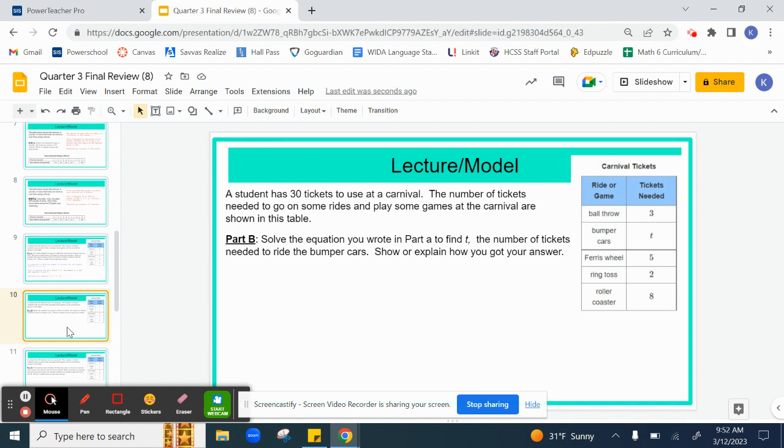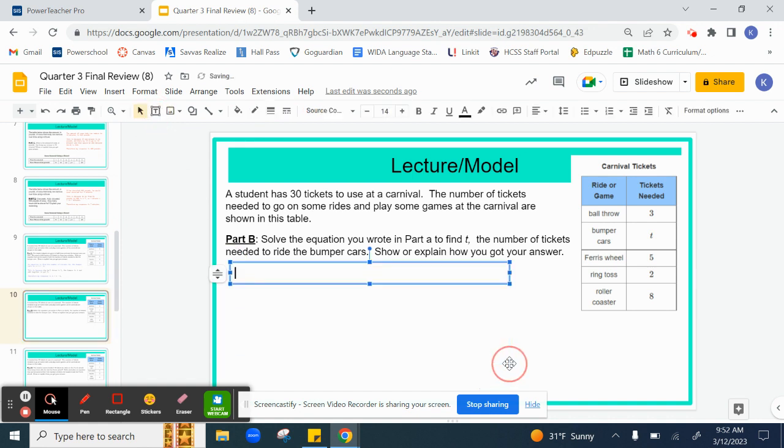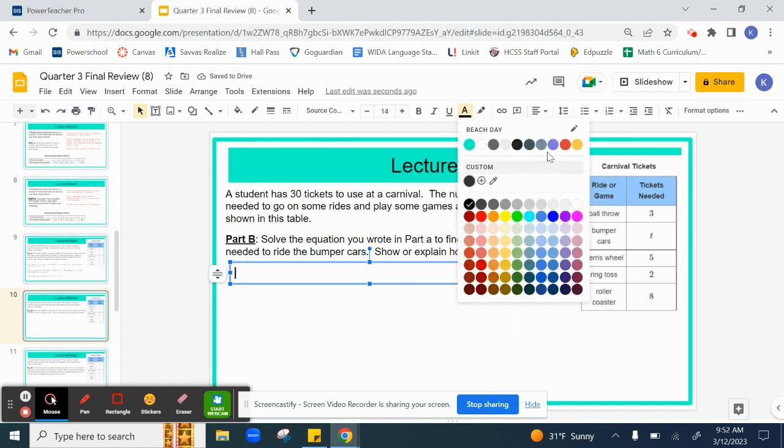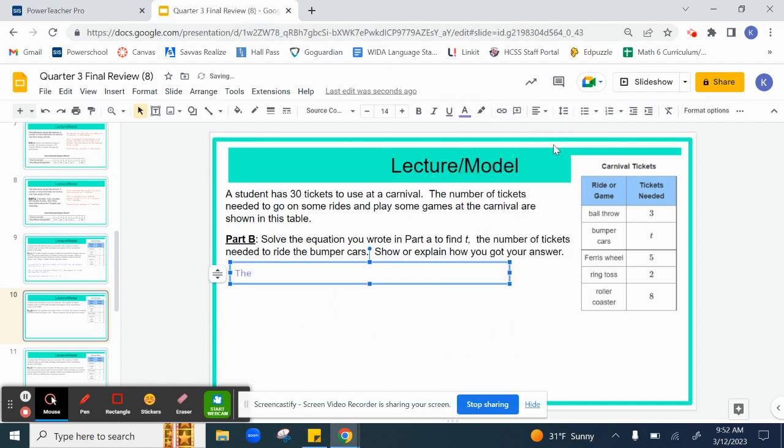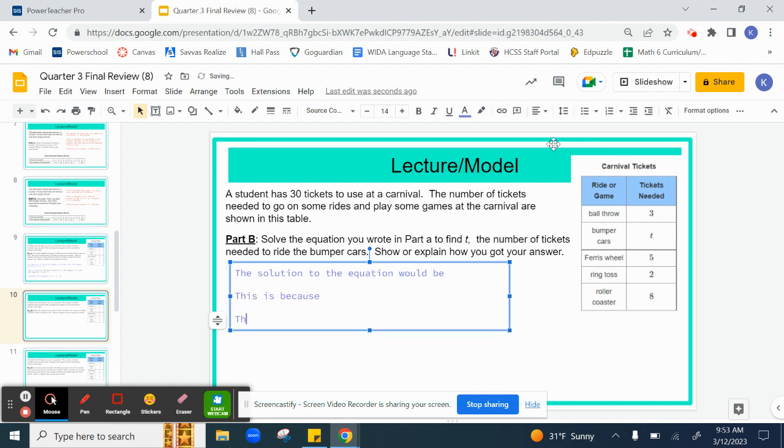A student has 30 tickets. We still know this. Solve the equation you wrote in part A to find T, the number of tickets for the bumper cars. All right, so let's build our sentence frames first. The solution to the equation would be, this is because, therefore my response is.